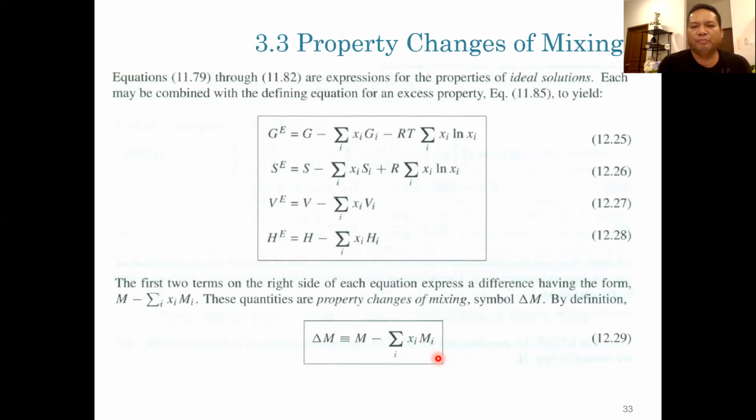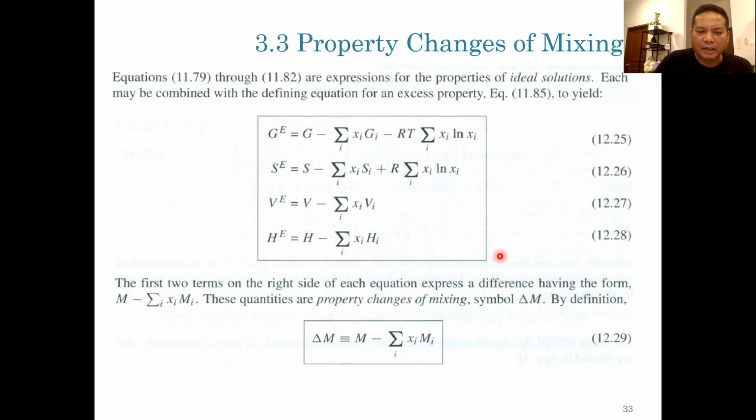Property changes of mixing. Equations 11.9 and 11.2 are expressions for the property of an ideal solution. Each may be combined with the defining equation for an excess property: GE, SE, VE, and HE, the excess Gibbs energy, entropy, volume, and enthalpy. You notice that these are the excess properties, right?